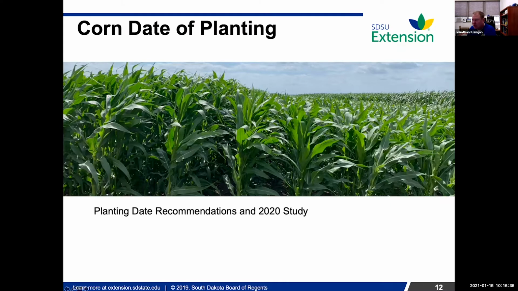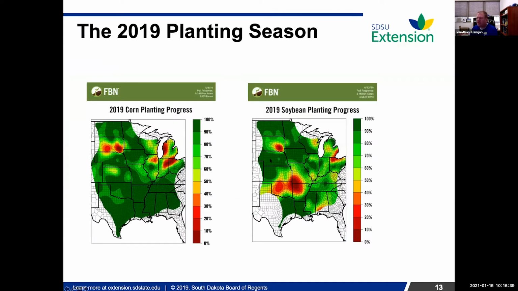So anyway, a little bit of rambling there, but why did I decide to look at this? Let's back up and look at the 2019 planting season. I'm sure it's something nobody wants to remember, but I stole these graphics from FBN. The left graphic is the 2019 corn planting progress on June 4th. For the whole nation, look where no corn was planted by June 4th. You all remember this. Here's the soybean planting progress on June 13th on the graphic to the right. A lot of corn in South Dakota went in in June last year.